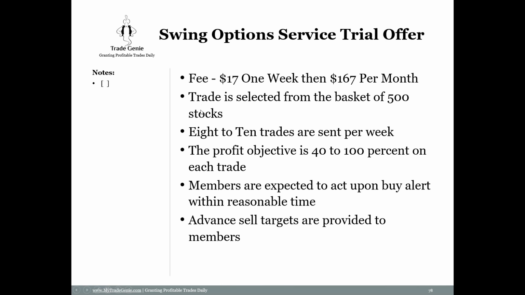So we select the stocks from 500 stocks. So I have a basket of, it's actually 460 now. So I cut down to 40.